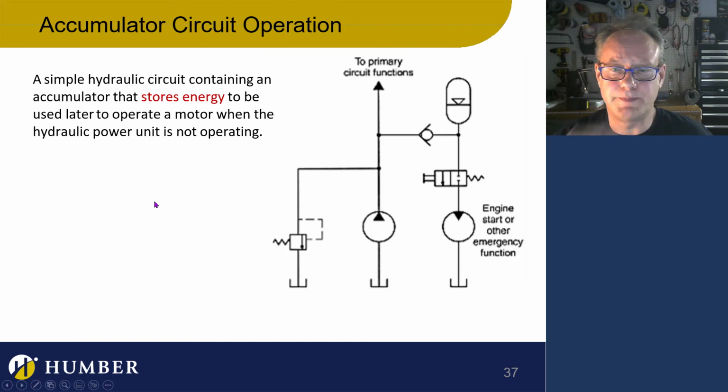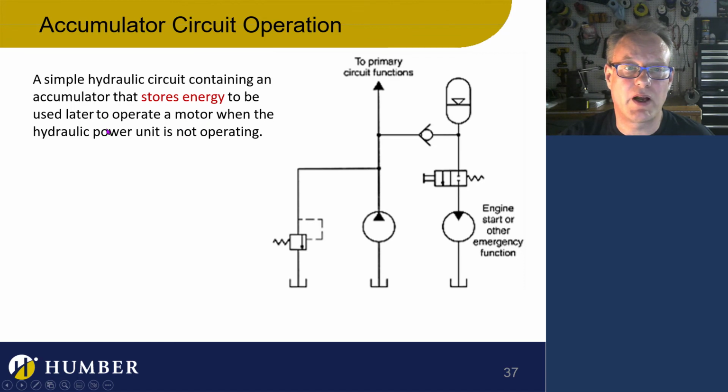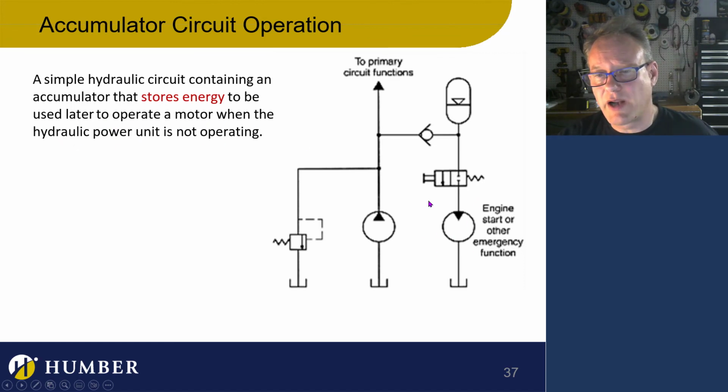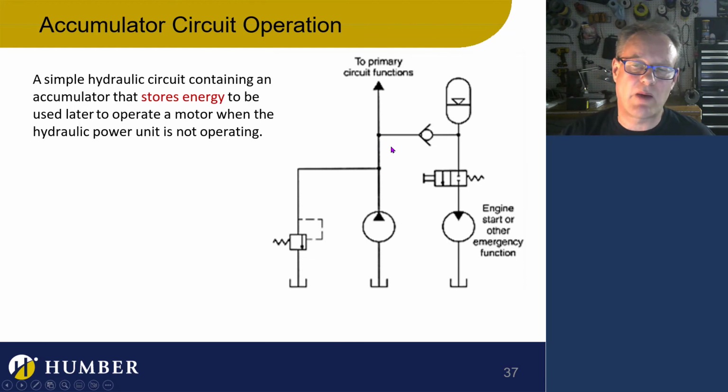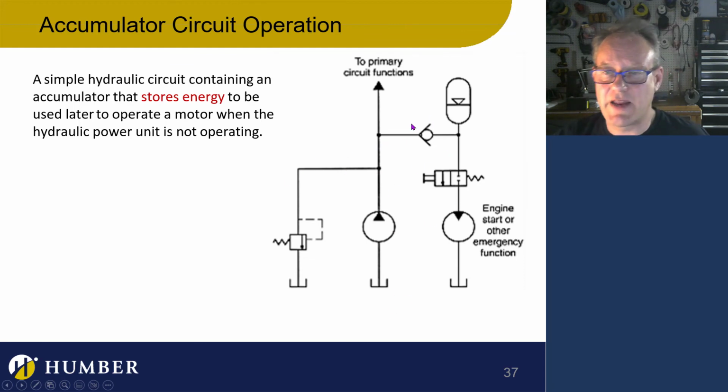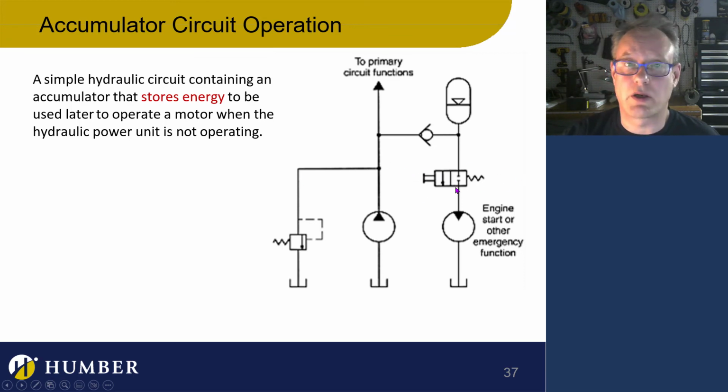There's just an example here where there's an accumulator being used. A simple hydraulic circuit containing an accumulator that stores energy will be used later to operate the motor when the hydraulic power is not running. Essentially, I've got my motor and it's running and doing its thing. I'll have another DCV on the motor, but however it is here, it's functioning. And for some reason, if the pump stops, I can at least jog the motor. I can jog it.